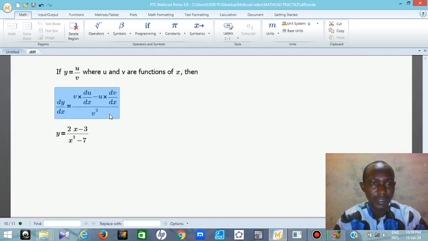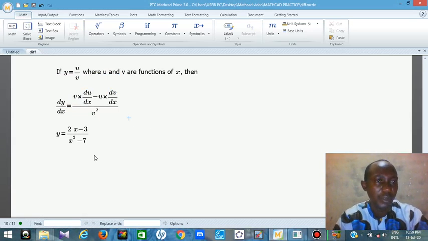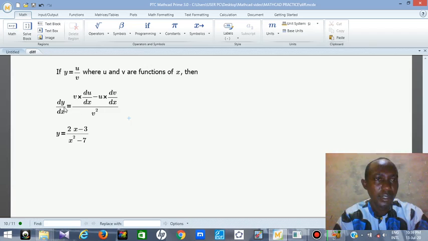So this is quotient rule. It's very, very important. Take note of this. The numerator is u, the denominator is v. So pick the denominator first, v, multiply it by the differentiation of the numerator, then minus, pick the numerator u, then multiply by the differentiation of the denominator v, then finally you square the denominator, v squared. That is all. Let me differentiate this function using this quotient rule.